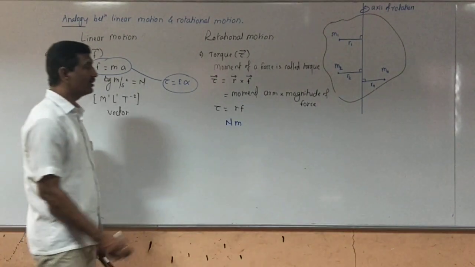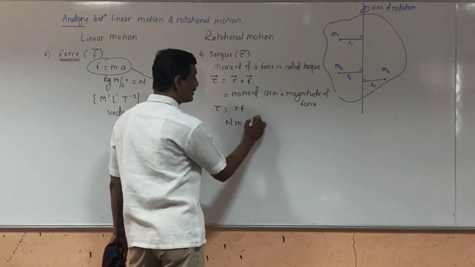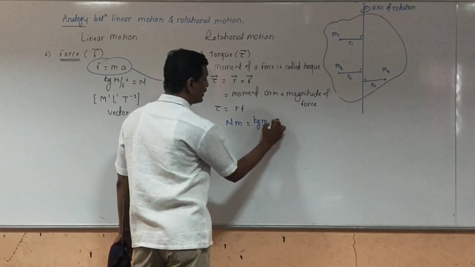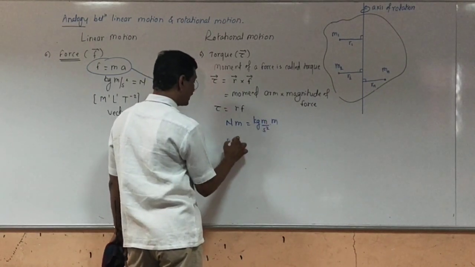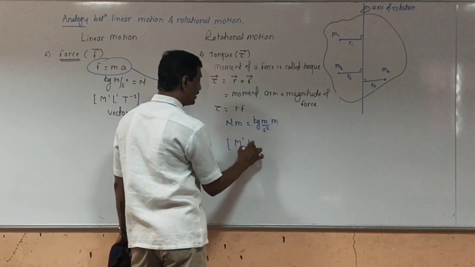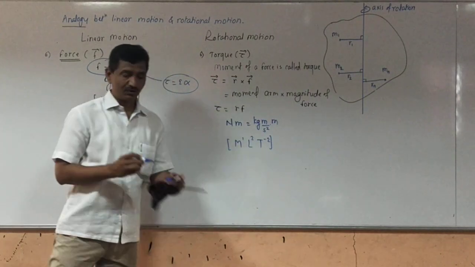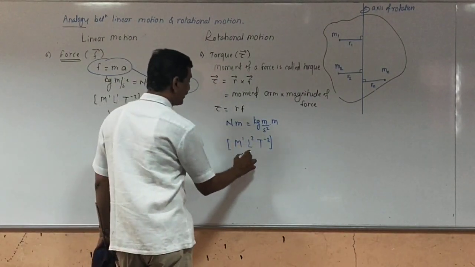What is the dimension? To obtain the dimension, Newton is kg meter per second square, and into meter. So that is why the dimension of the torque is 1 in mass, 2 in length and minus 2 in time, and it is also a vector quantity.